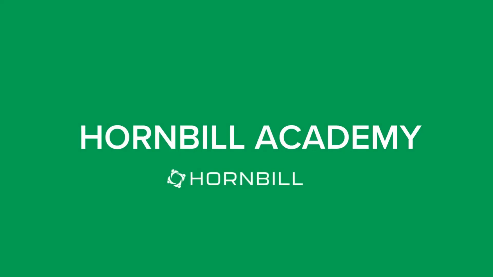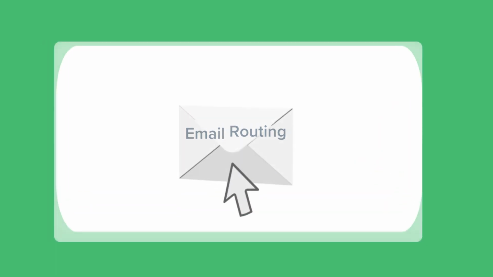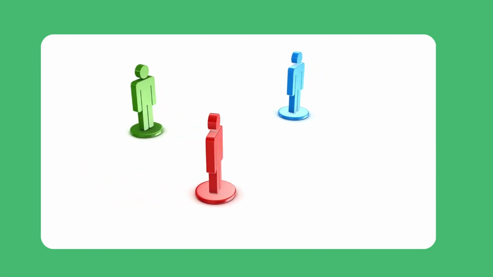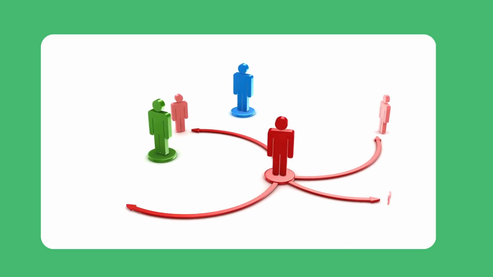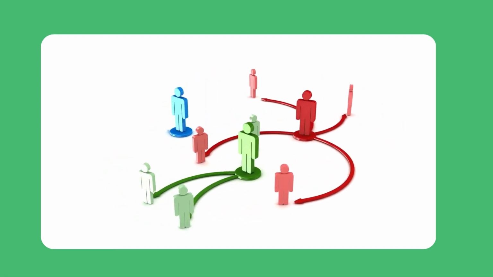In this video, we're going to explore how you can utilize Hornbill's email routing rules to automatically manage incoming emails. Routing rules provide a way of automating the delivery and actions that occur on emails received into Hornbill. For example, they can send certain types of emails to specific folders or even trigger actions in different apps.